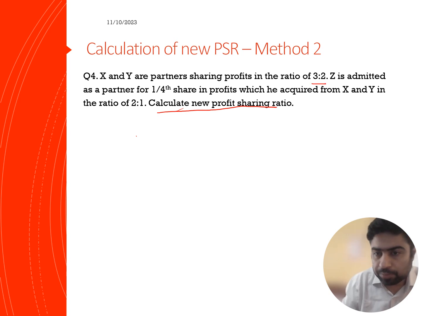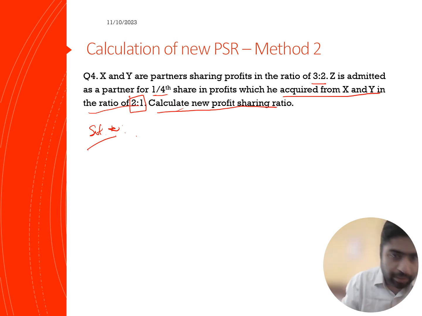So 3 is to 2, the old PSR, is given. The new partner is Z, his share is given. How he has got this share is also mentioned in the question. So what we need to understand here is that in the previous question, the new partner had acquired his share equally. Here they are clearly giving us a ratio which is 2 is to 1. So how to go about this?